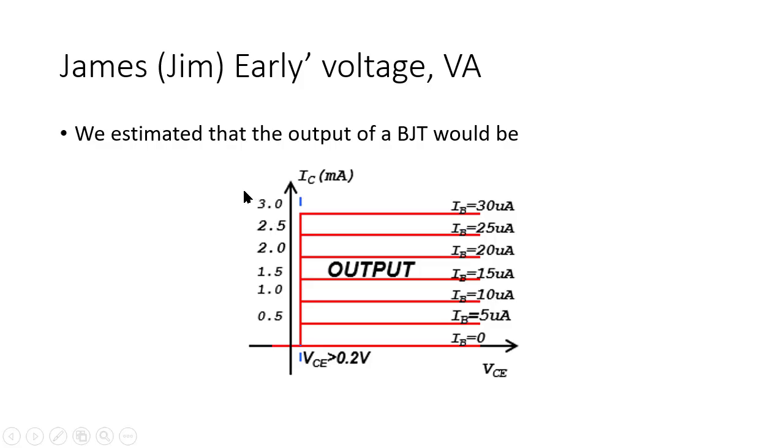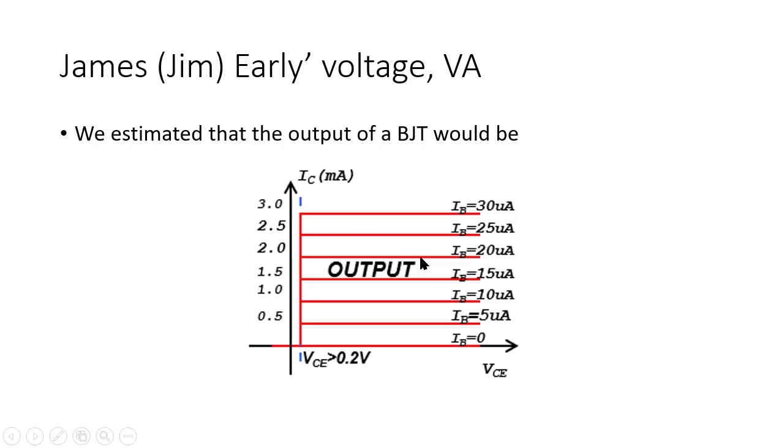Let's move on. Let's talk about James or Jim Early and his voltage V sub A. This is supposed to be a subscript. We estimated before that the output characteristic of a BJT would be something like this, a combination of an infinite number of horizontal lines that begin at VCE 0.2 volts and they extend themselves to the right, one for each value of the base current. That gives us the collector's current.